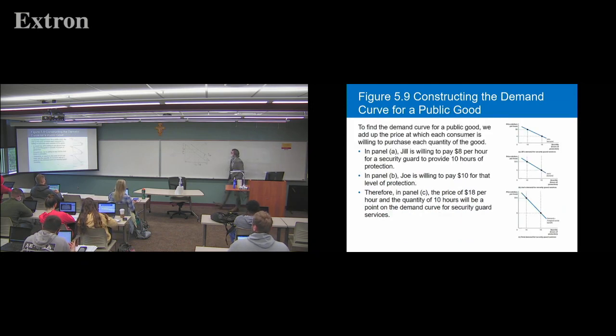Let's look at a public good. To find the demand for a public good, we have to add up the price at which each consumer is willing to purchase each quantity of the good. So in the first panel, we have Jill willing to pay $8 an hour for a security guard to get 10 hours of protection. So the quantity of 10 hours, $8. In panel B, Joe is willing to pay $10 an hour to get 10 hours of protection. So this market for the public good, for this security guard, for 10 hours of protection, is going to be $18. Let me add these together.